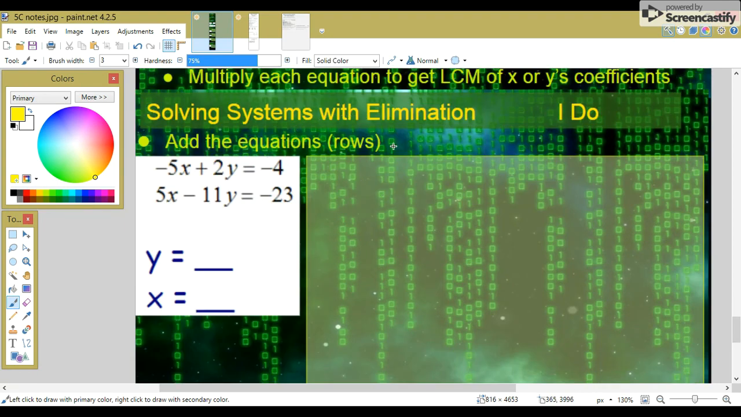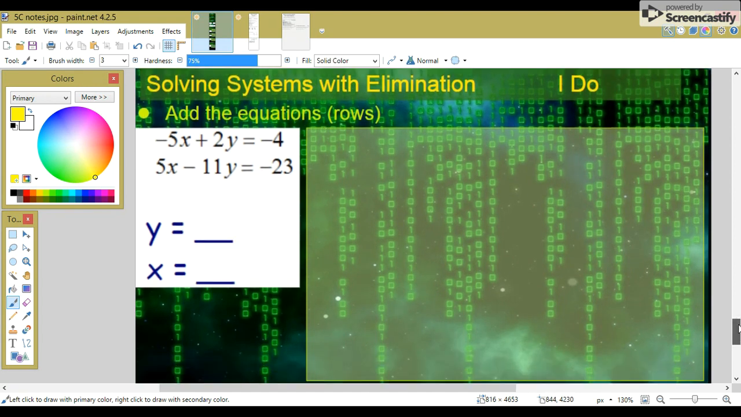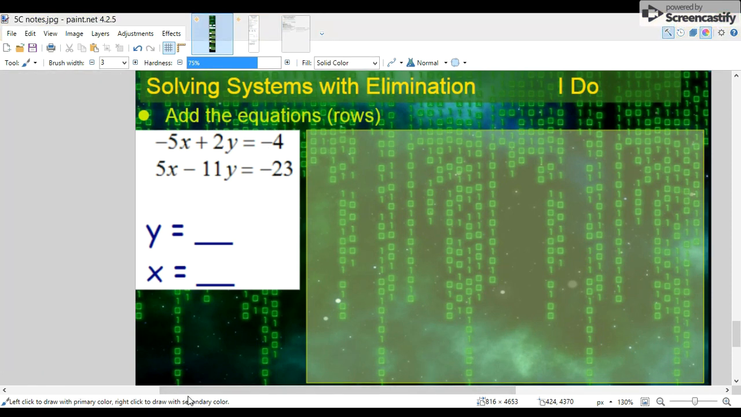Solving systems with elimination. Add the equations, the rows. We have negative 5x plus 2y equals negative 4, and 5x minus 11y equals negative 23. Examining these two equations, if we add them together, we would eliminate x. That's what we want. So we'll go ahead and write that out.